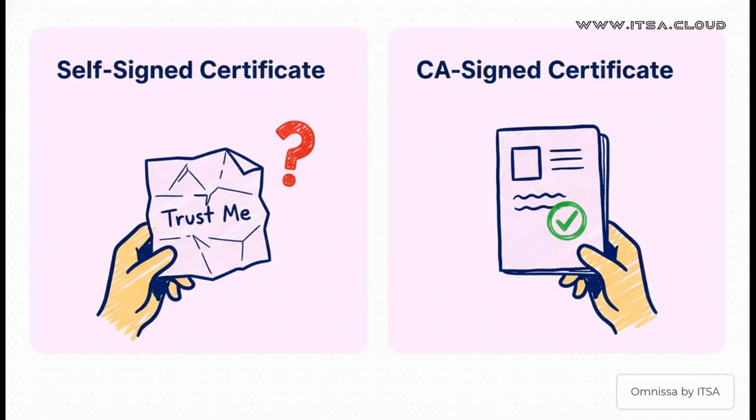I think this is the absolute best way to understand the difference. A self-signed certificate, that's like you scribbling "trust me" on a sticky note and handing it to someone. I mean, would you trust it? It doesn't prove anything. But a CA-signed certificate, that's a whole different ballgame. That's like a government-issued passport. A real, recognized authority has checked you out and vouched for you. It's really the difference between just hoping you're secure and actually knowing you are.